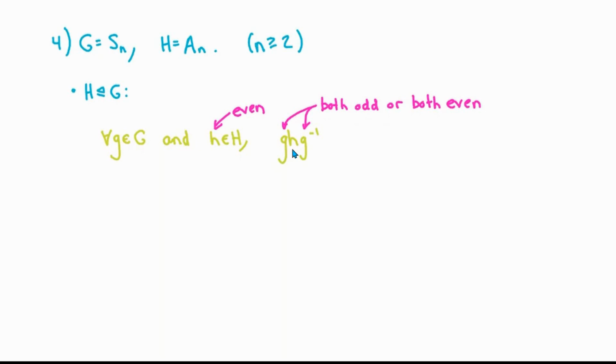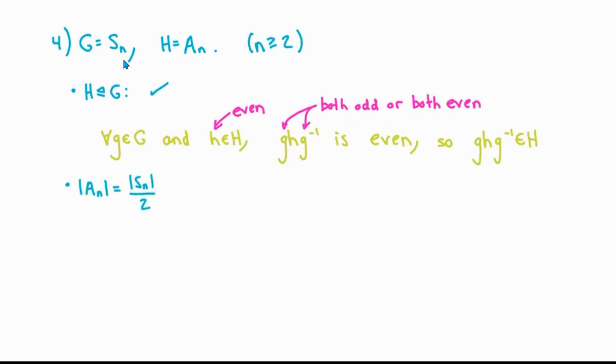Well, if you have a product of 3 permutations, and 2 of them are both odd or both even, and the other one is even, then that product of permutations is an even permutation, which means that it's an element of the alternating group of degree n. But this is exactly the condition for normality, so it proves that the alternating group of degree n is always a normal subgroup of Sn.